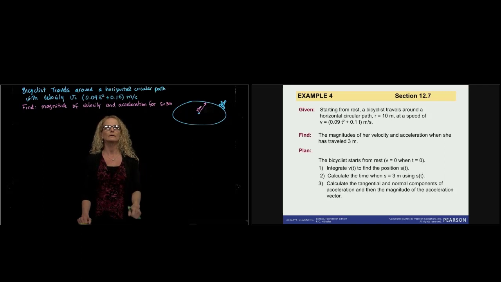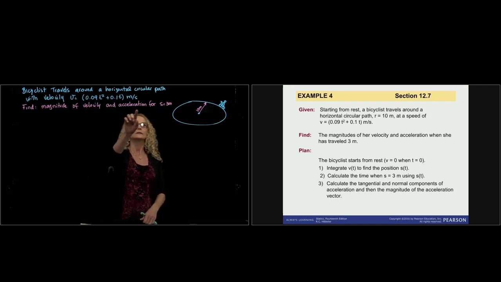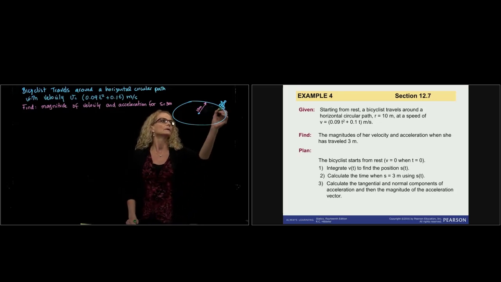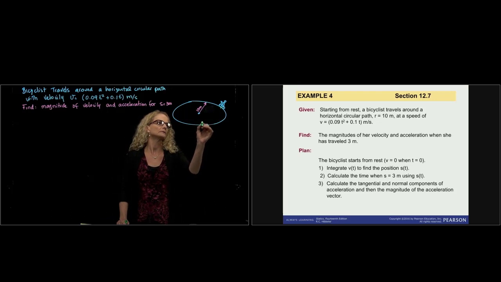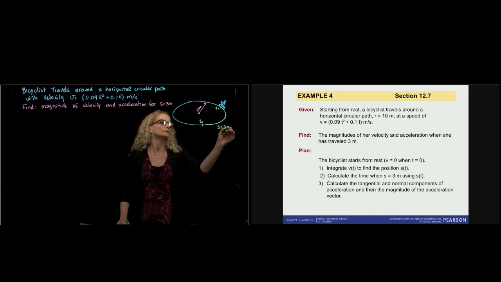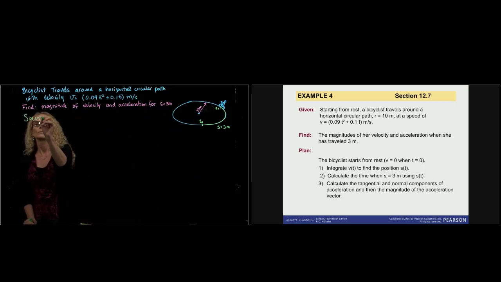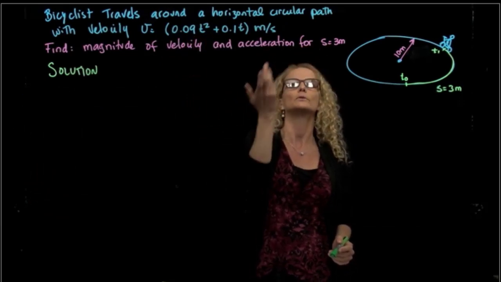So we are given the expression for the velocity and we are asked to find the velocity and the acceleration for when it has already covered 3 meters. This was the starting point, let's say t equals 0, and here it has covered s equals 3 meters. So what do we do? We have the velocity in terms of time, and we have the position.